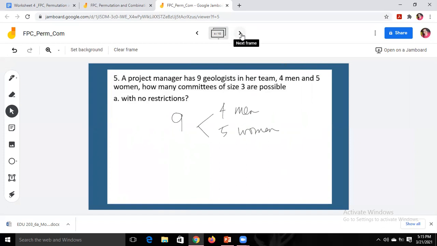So, pag sinabi natin no restrictions, walang condition kung lahat ba lalaki, lahat ba babae, isang lalaki, ganyan. Okay, so ibig sabihin, combination lang. So, in how many ways can you choose 3 members from the 9 geologists? Okay, so we have.